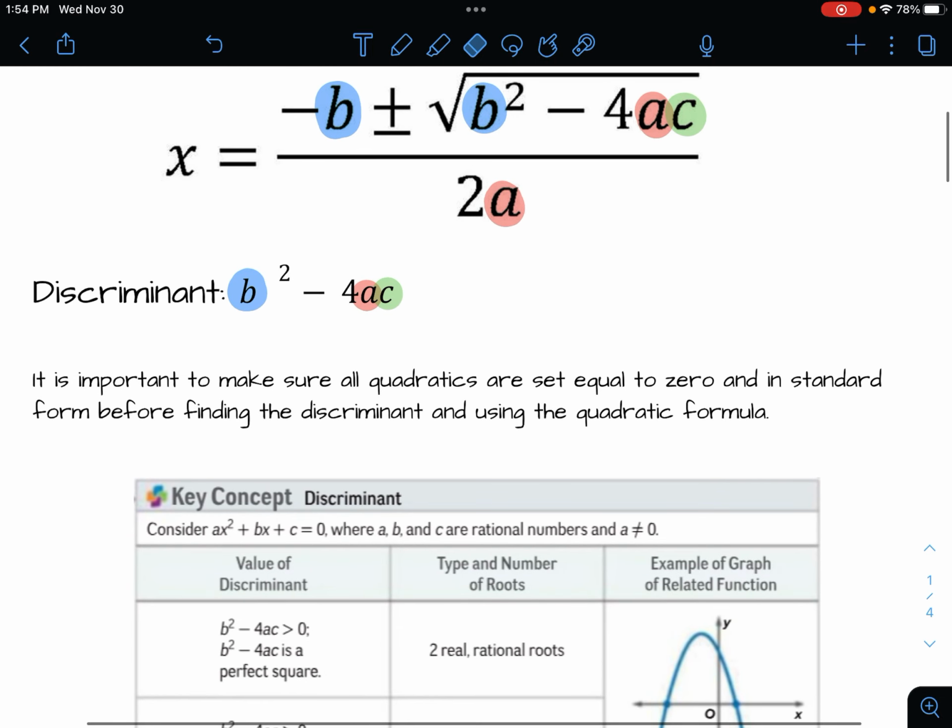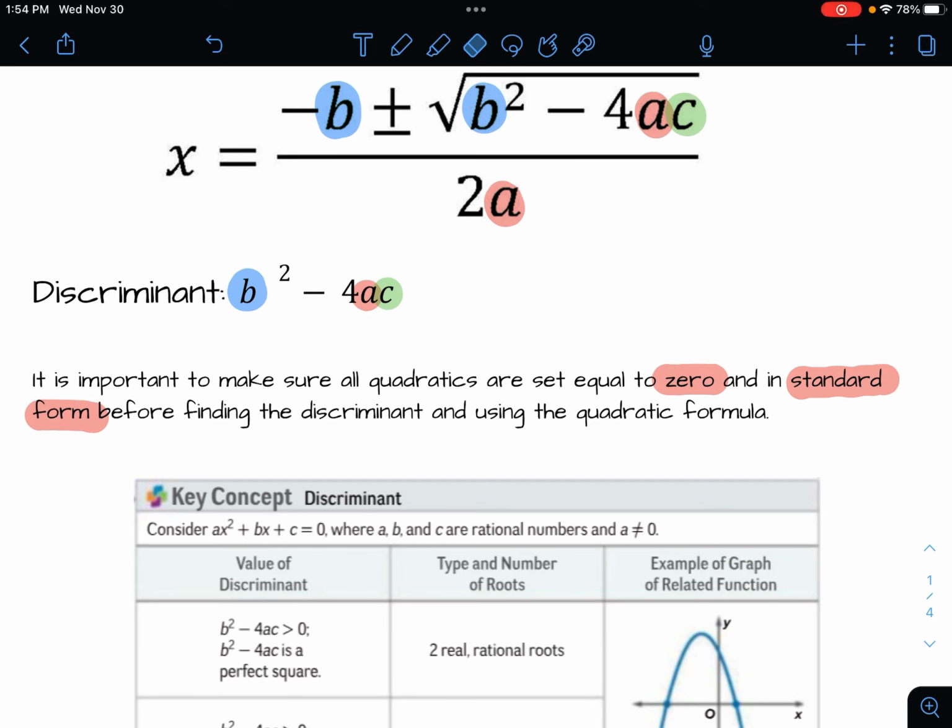However, one thing you've got to be careful with, it is extremely important that all of the quadratic equations you're trying to solve are set equal to 0, and at the same time that they're in standard form. They have to go in order from ax squared to bx to c. They can't have the terms out of alignment, otherwise you'll not be plugging in the correct numbers.